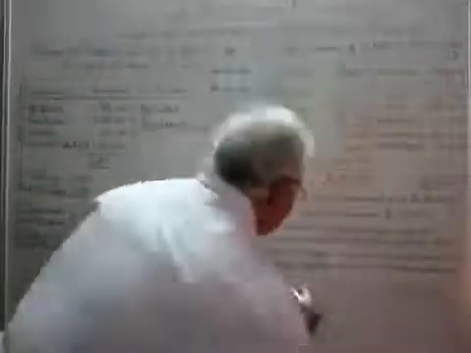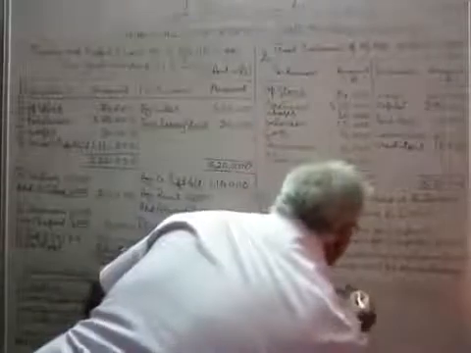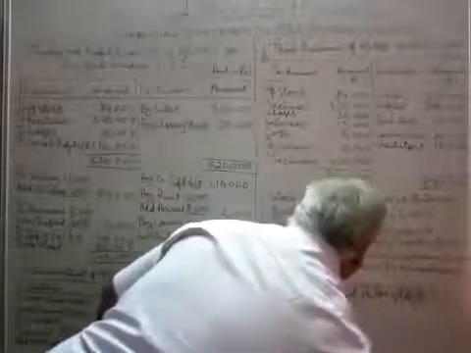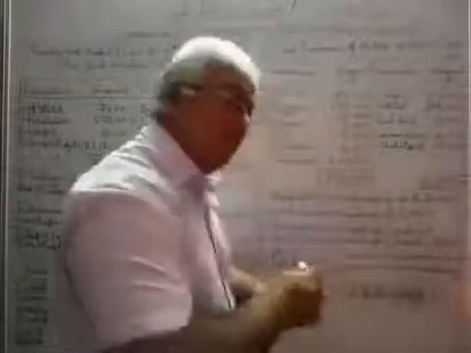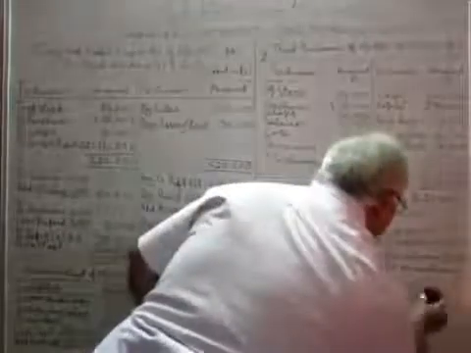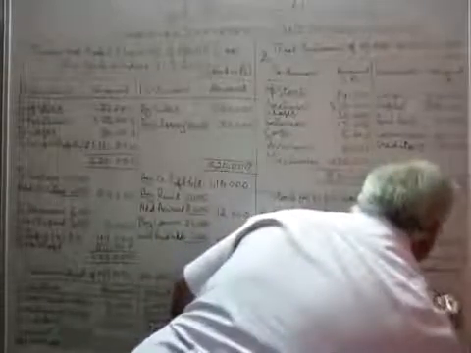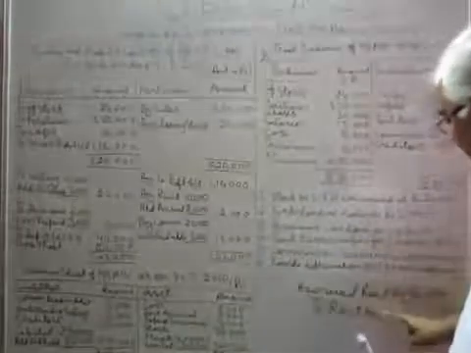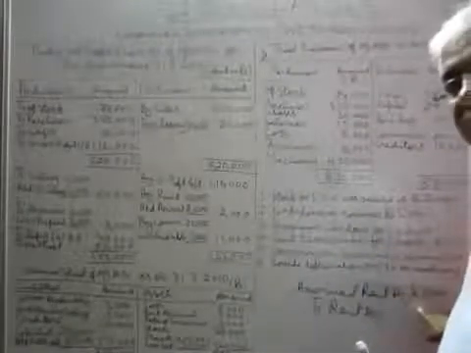So the entry for this will be: accrued rent account debited to rent account, 2,000 rupees. This means what? We are increasing our income on account of rent by 2,000 and creating an asset, accrued rent, of 2,000 rupees.